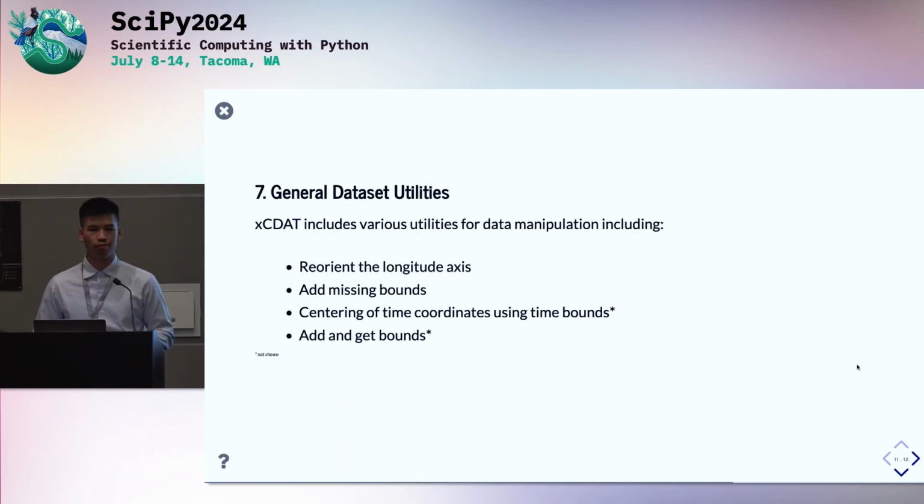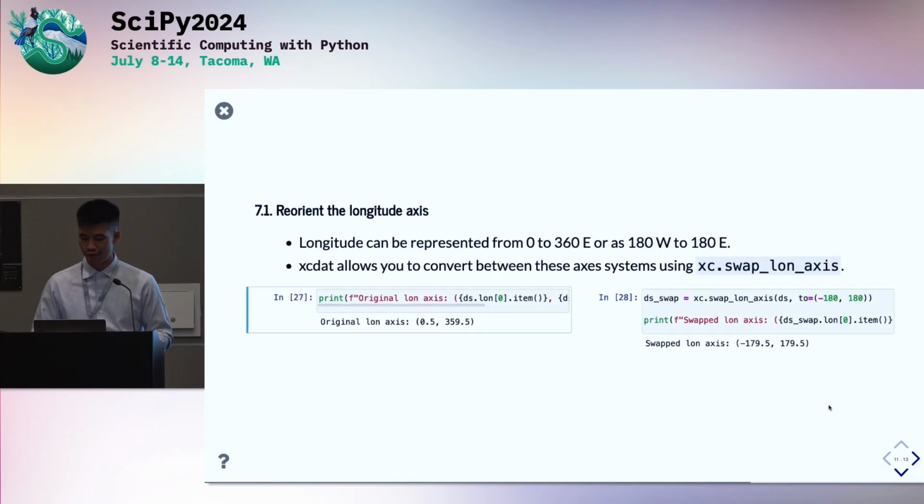And finally, just some quick overview of general dataset utilities. We're going to reorient longitude bounds and add missing bounds. So pretty straightforward, nothing too crazy here. As you can see, the longitude axis was originally on the 0 to 360. Now it's in -180 to 180 just by calling one function. Typically, this requires about 5 lines of code in Xarray. And you can implement it in different ways too. I've seen on Stack Overflow like 10 different ways of doing this. So this just makes your life easier, just to call one function.